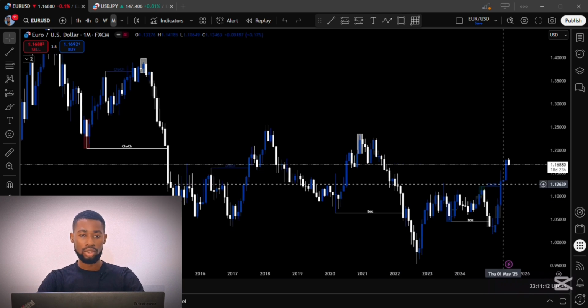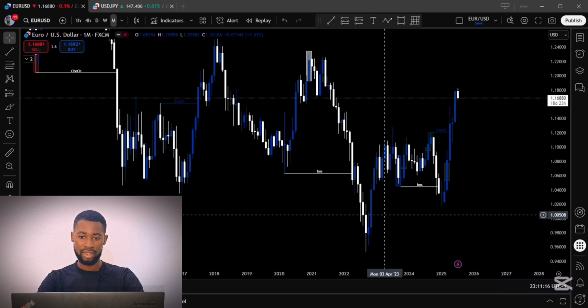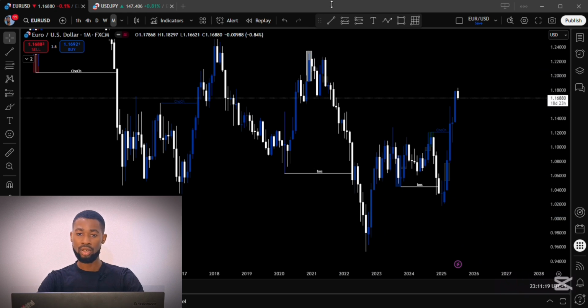All right, so on the monthly time frame, we can see clearly here that the market is in an uptrend. We had this order block here.